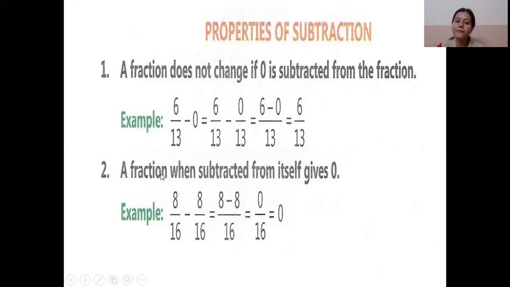And a fraction when subtracted from itself gives 0. When you subtract a fraction from itself, what do you get, children? You get 0. Look at this example, 8 upon 16 minus 8 upon 16. These are your like fractions. You will subtract only the numerators. The denominator will remain the same, that is 16. 8 minus 8. Now 8 minus 8 is what, children? 0. 8 minus 8 is 0 and denominator is 16. 0 upon 16 is equal to 0.